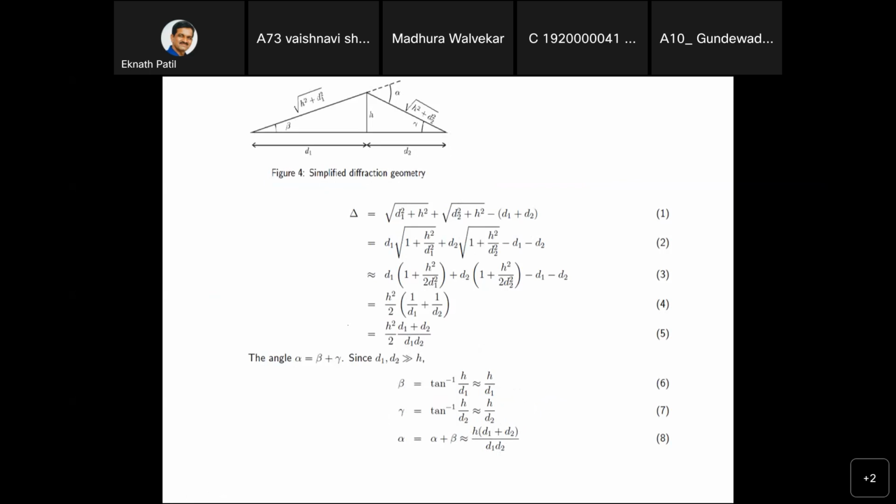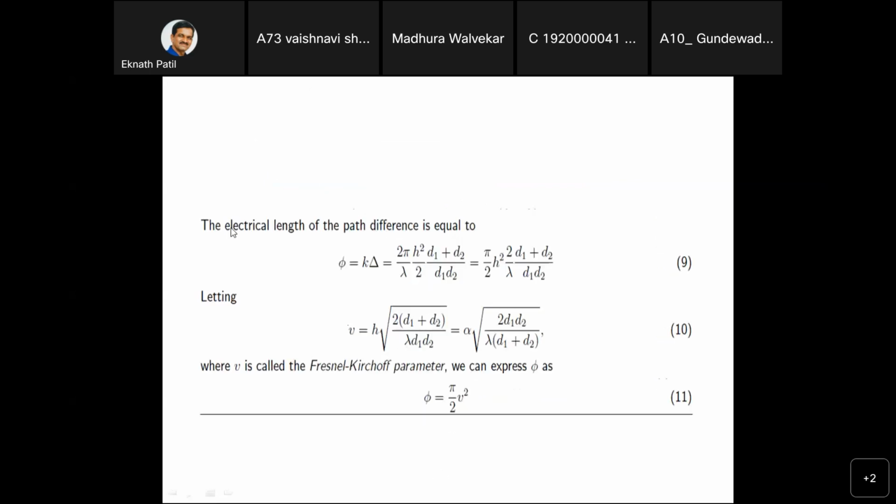h by d1 plus h by d2, so that we can calculate. So this is the electrical length of the path difference, that multiplied by 2 pi by lambda. Whatever we got, multiplied by 2 pi by lambda, that is nothing but the path difference: 2 pi by lambda into h square into d1 plus d2 divided by 2 into d1 into d2. So this is the part we are getting.